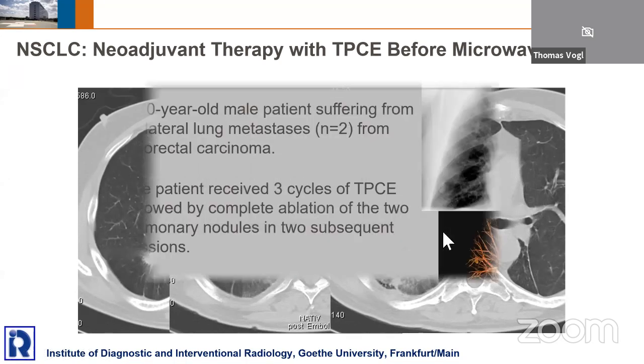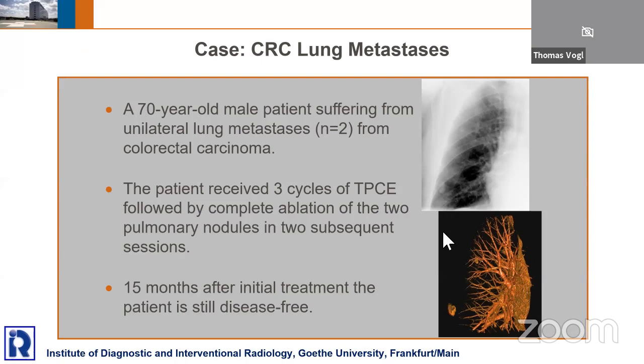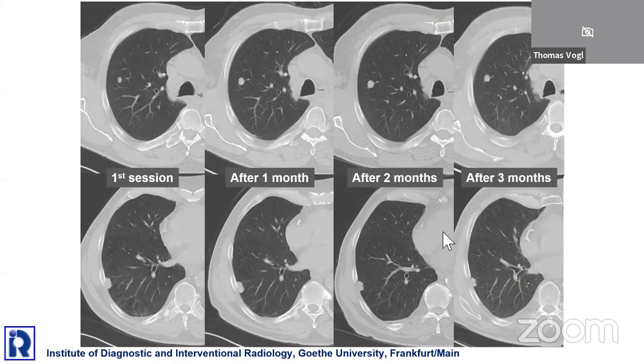I will mention later in my ablating part, but at least we were able to control this tumor for a long period. Another example, a 70-year-old patient suffering from unilateral lung metastasis. He received the TPCA, and also here the patient showed these lesions.